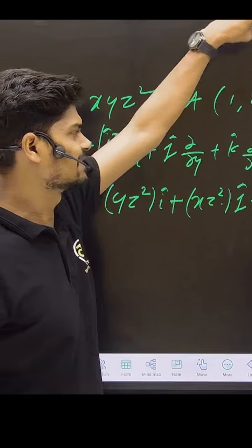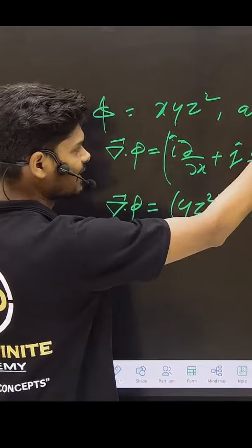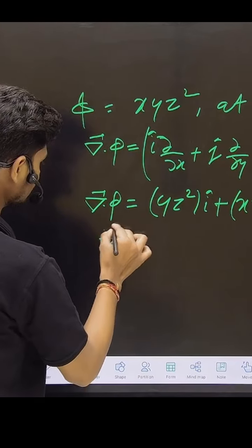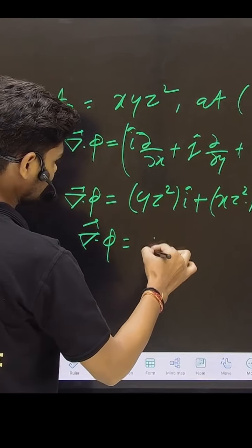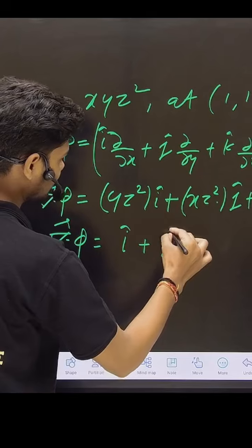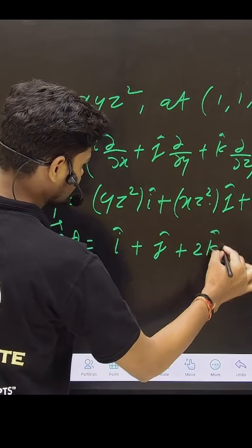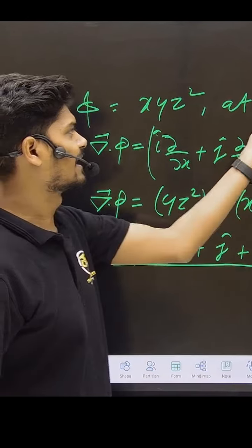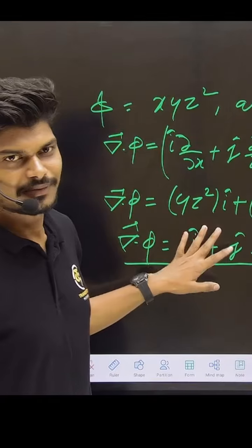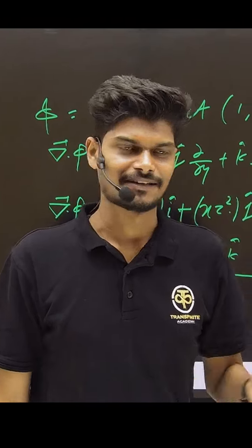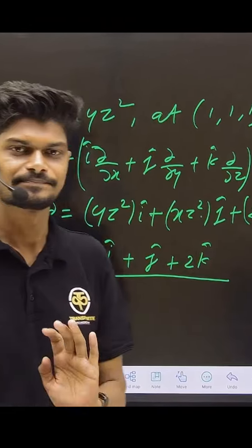And we have to find the gradient at this point, meaning 1, 1, 1. x is 1, y is 1, z is 1. So if we put these values of x, y, z, we have i cap plus j cap plus 2k cap. So this is the gradient at this point. Okay, so you can easily find the gradient of any function with this formula. Okay. Thank you.